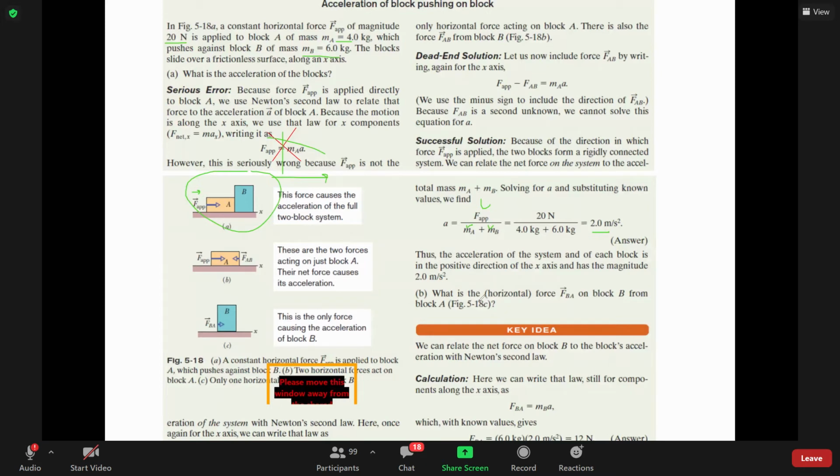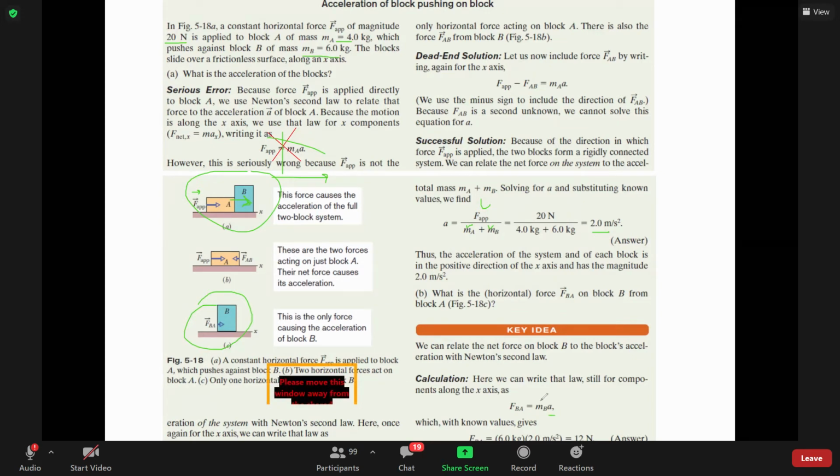Now, question B, what is the horizontal force on block B from block A? Where is the force on block B from A? Where is it? This one. This is what he's asking about. B only suffers from this force. So what I need to do? The only force on B is from A, which is equal to mass of B only multiplied by a.